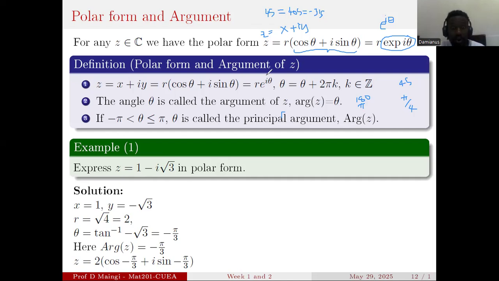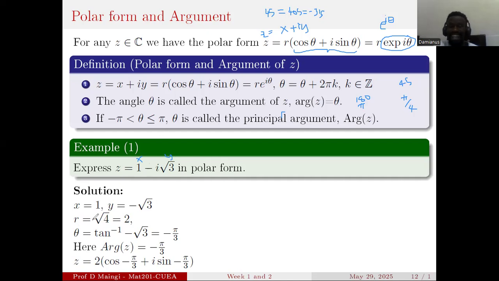All right, so that's it for the definition. So I'll give you an example. Example number 1. Express this complex number in polar form. So what you are given here is X and this is Y. X is 1, and Y is minus the square root of 3. So here it is actually.